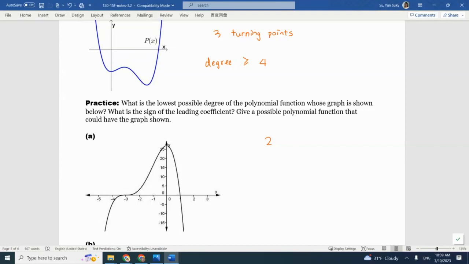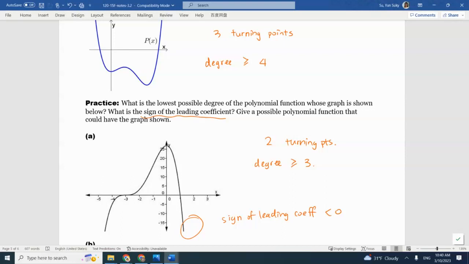By the way, I won't ask you this question in the exam. So yeah, we will test this topic on the exam. Okay, so let's say it's 2 turning points. Then what is the degree? At least 3. Okay, what's the sign of the leading coefficient? Positive or negative? Negative, because we start with the right lower corner, right, everybody?